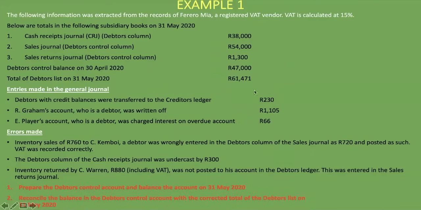So we're just going to take the 47,000 Rand and put it on the debit side. Remember, debtors control is an asset. It increases on the debit side and decreases on the credit side. And I hope you also know your debits and your credits.